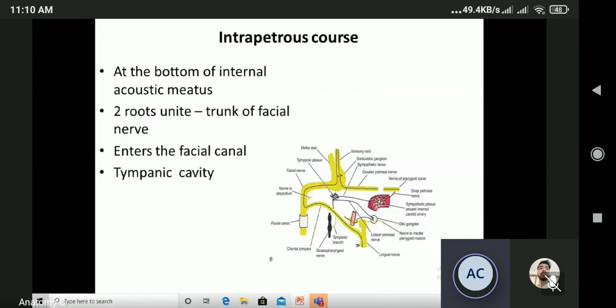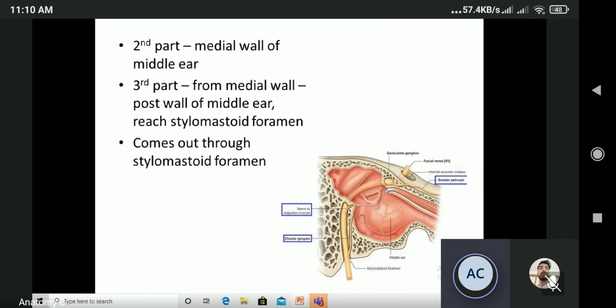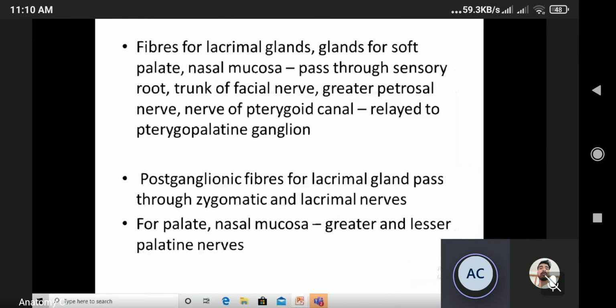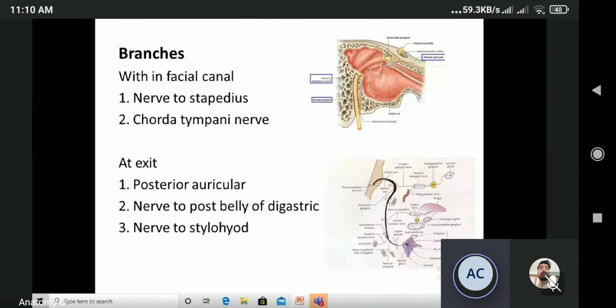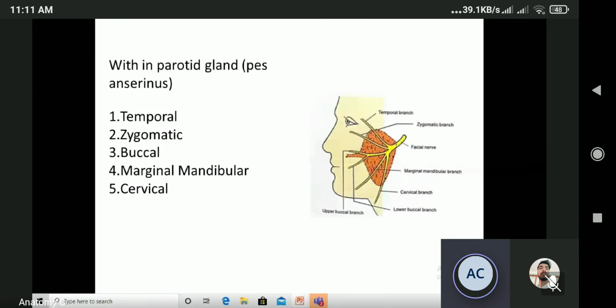Then how it emerges from the pontomedullary junction and enters the petrous part, so the intrapetrous course. Then within the facial canal, how it gives a branch to the stapedius muscle, then the chorda tympani nerve for taste sensation. Then how the branches communicate with the other branches and supply the other muscles as well. Then branches at its exit, then the extracranial part, how it reaches the parotid gland, and how it terminates by dividing into the 5 different branches, which is also known as the pes anserinus. So you should know all this.